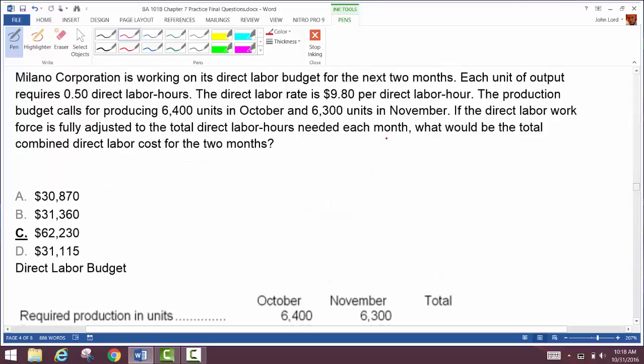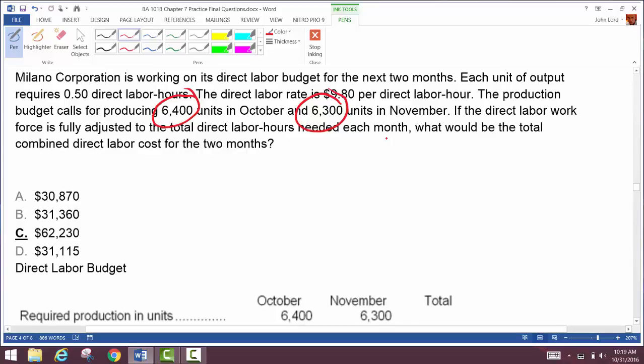Okay, the number of units that we're going to produce times the number of hours needed, and they tell us here that it's half an hour of direct labor hour per item, okay, and then they tell us that we're going to produce 6,400 units, and so we simply have to apply the half hour to those, right?